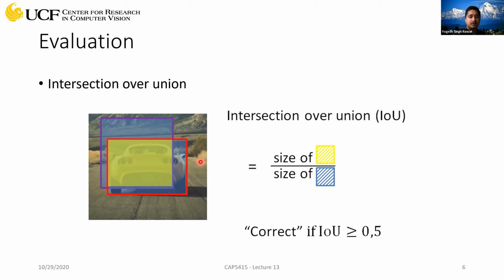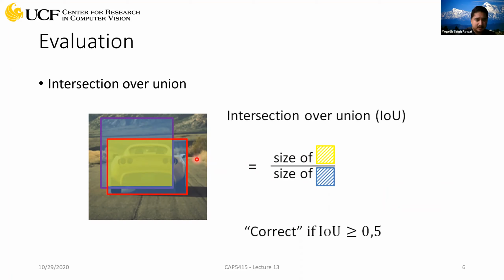So 1 means perfect overlap. In that case, the intersection will be the area of the bounding boxes, so that will be in the numerator. And again, the same area will be in the denominator because the union is also the same. So that will give you the perfect score of 1. And the lowest score will be 0. That will happen when there is no overlap between these two bounding boxes. In that case, the numerator will be 0 because there is no intersection, and that will lead to a score of 0.